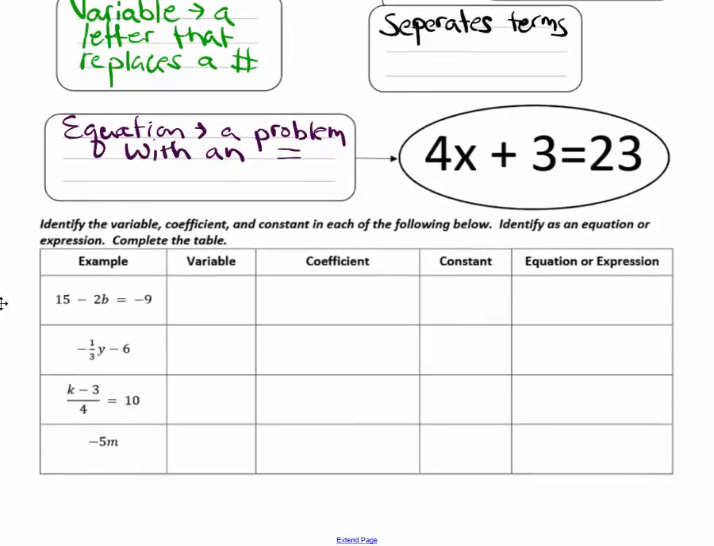So my variables I did in green. So the variable here, there's your variable, b. In this problem, it's y. In this problem, it's k. And in this problem, it's m.